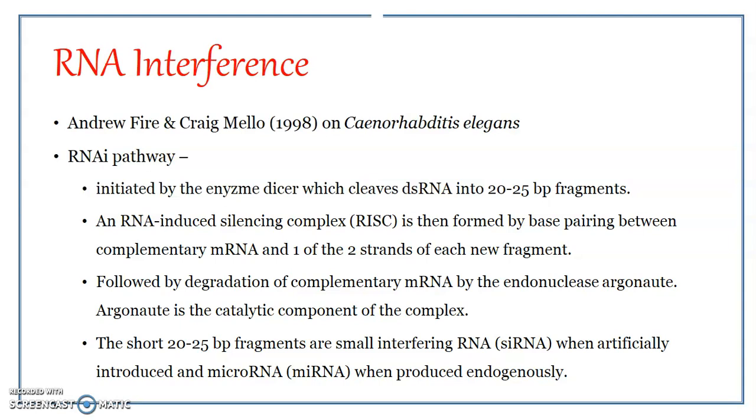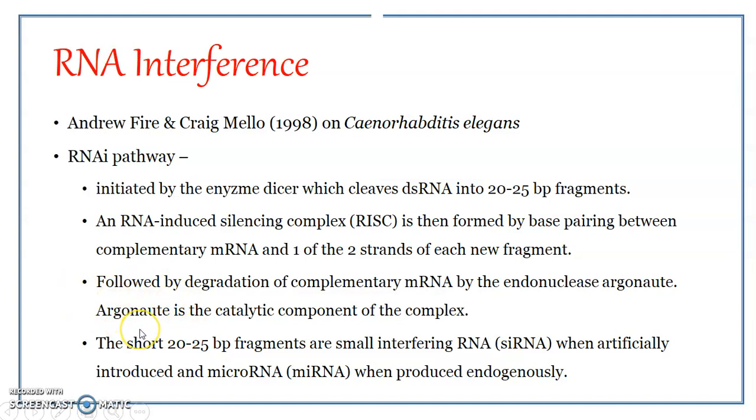And we can see that the double-stranded RNA gets degraded, followed by this gets complexed with the RISC, and then it forms a complete complex that can bring about the RNA interference. Okay, now the whole process is followed by degradation of the complementary mRNA by the endonuclease Argonaute. So what is Argonaute? Argonaute is a catalytic component of the RISC complex. Okay, so the RISC complex, the RNA induced silencing complex, does have a catalytic component which is referred to as the Argonaute.